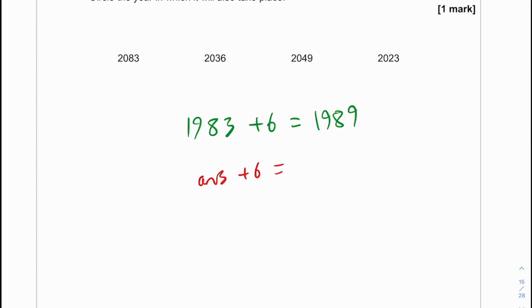So I'll just do this now. We've got 1983 plus 6 equals, then we press answer, plus 6 equals, and that gives us 1995. Then we press equals again, 2001, and again, and we keep pressing equals until we see one of these 4 values. So we're on 2025 currently, then we get 2031, 2037, so we know it's not this one here. Press it again, 2043, nope. 2049, yes, so we get this one. So the answer is 2049.